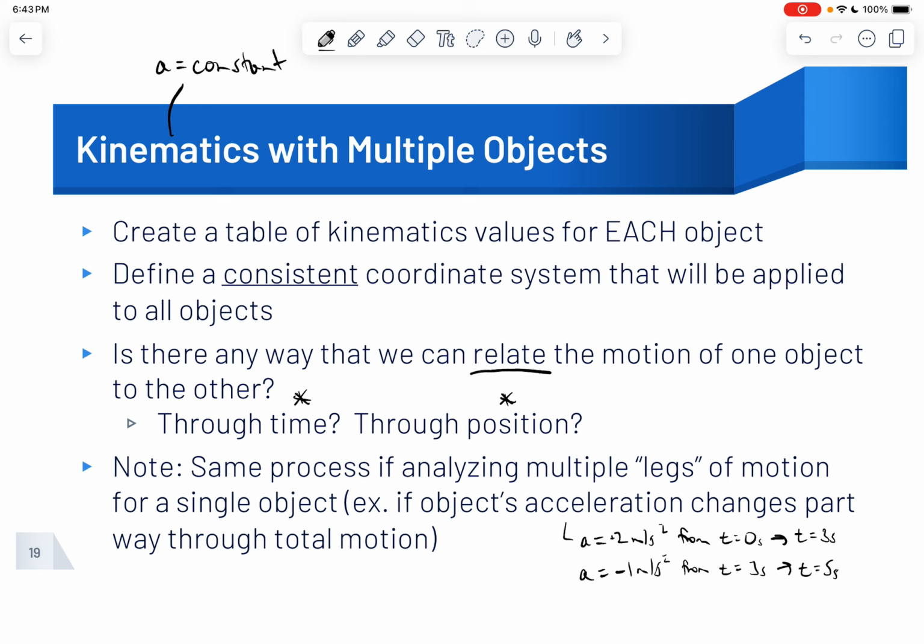Now, if we had an acceleration that is continuously changing, that's when we'd have to use our calculus. We will not be able to use kinematics in that case.